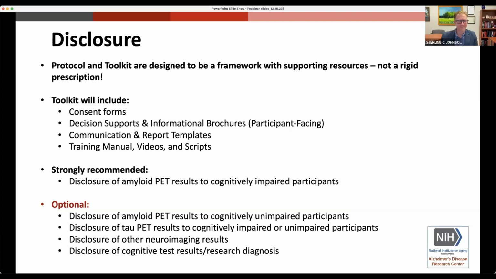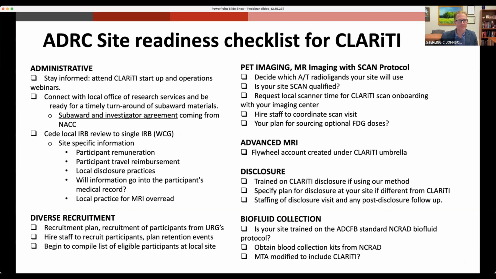Thank you, Annalise. Sure. Let me turn it over to Erin Chen, who's our overall administrative lead for the project, to talk about the site readiness checklist for CLARiTI. Thanks, Sterling. Hi, everybody. My name is Erin Chen. I'm going to go over the site readiness checklist.